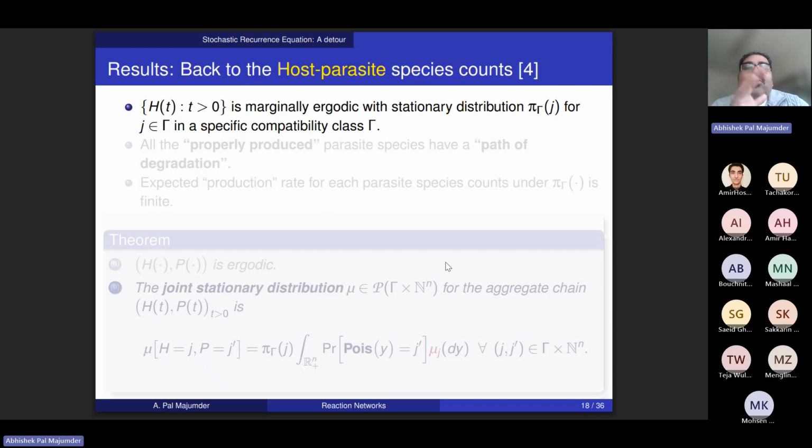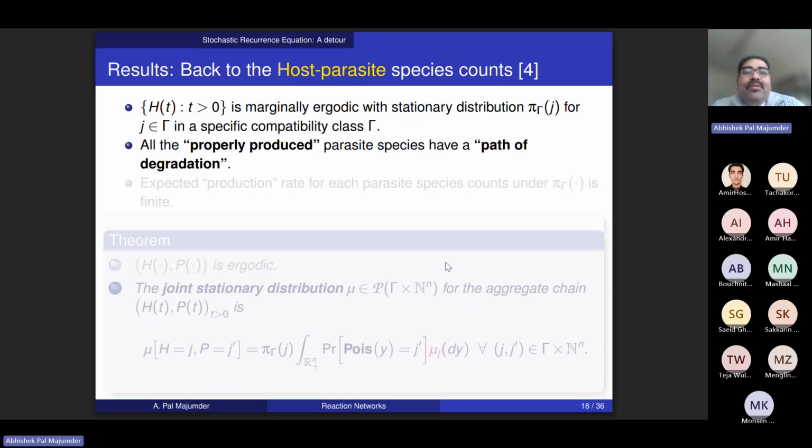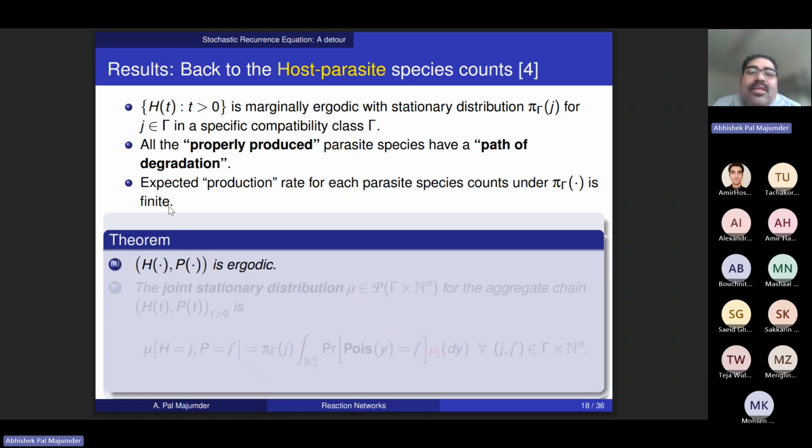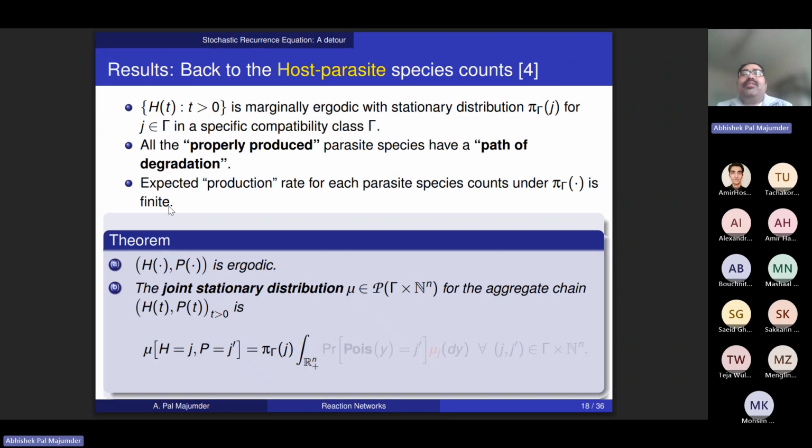Now we'll explain what this host-parasite reactions equilibrium distribution looks like. There are three conditions, and this is a result that we published in a paper in 2021. It suggests that if the host species are marginally ergodic with stationary distribution pi gamma j, and then all the properly produced parasite species have a path of degradation, and the expected production rate of each parasite under this stationary distribution of the host is finite. If the three conditions hold, then we know that this is jointly ergodic, and the joint equilibrium distribution of host and parasites can be expressed as a mixture of Poisson distributions.